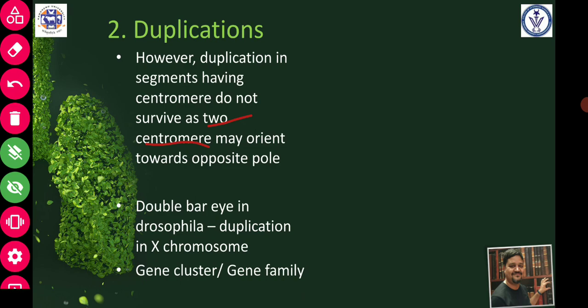An example of duplication is Double Bar eye in Drosophila, which results from duplication of a region of the X chromosome. This is a very common example you may see in case of duplication in Drosophila. With the phenomenon of duplication, there will be formation of gene clusters or gene families. So as of now, just remember that duplication will lead to the creation of gene families. What is a gene family? This is not included in your syllabus. So just remember, with duplication there will be formation of gene clusters or gene families.